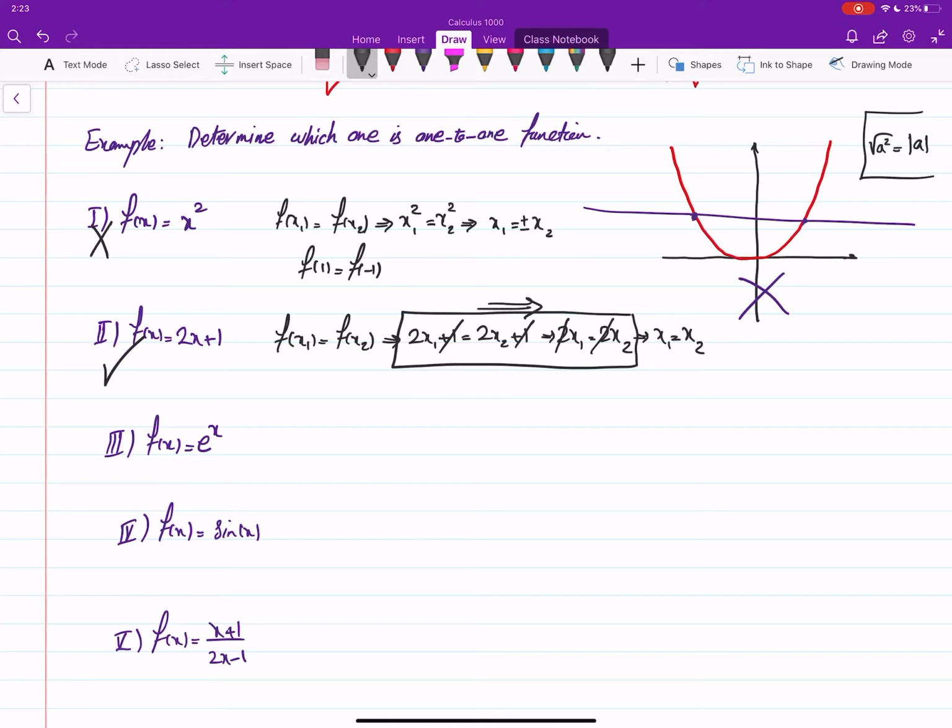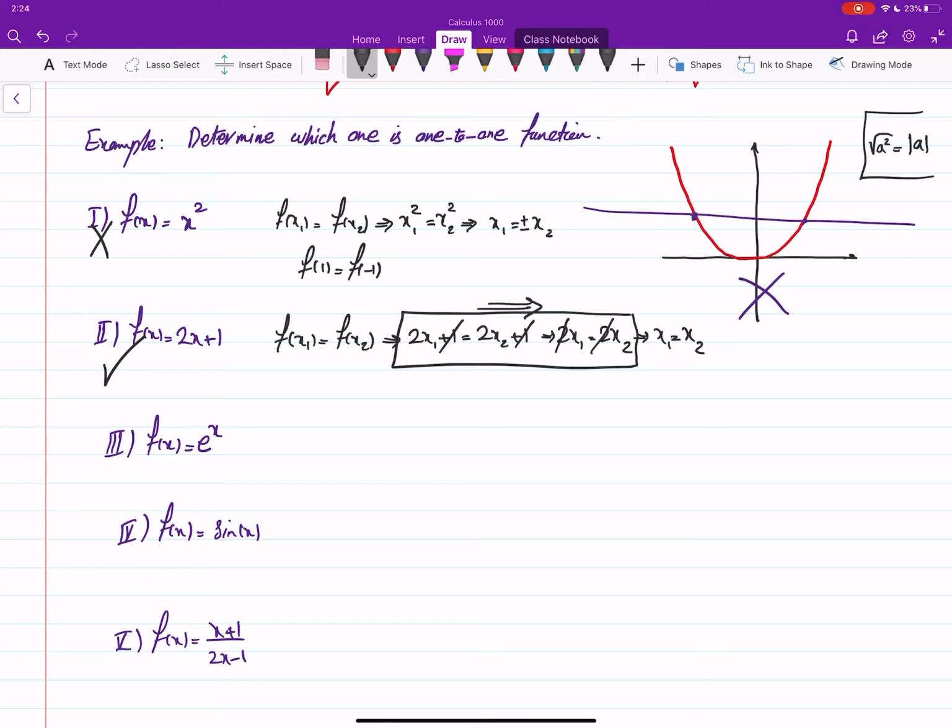Well, you can do the sketch of the graph of this one. This is a line, and it is not a horizontal line. That means that every horizontal line will intersect it only once.